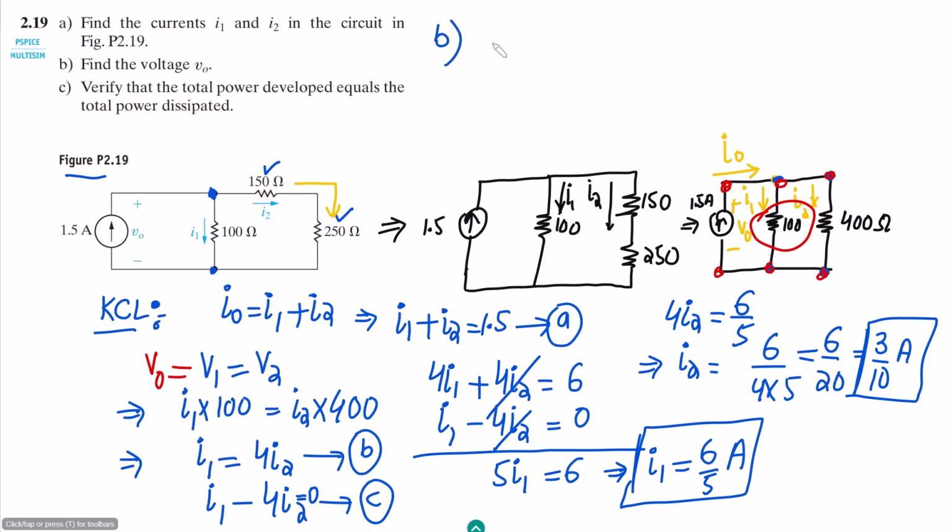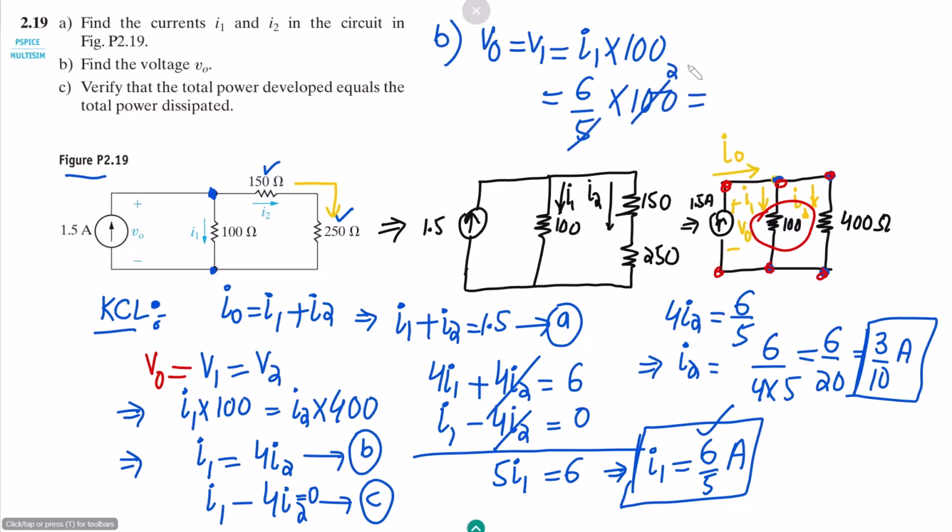This is part B. So V0 is equal to V1, and the value of V1 is I1 into 100, because V is equal to IR. So the value of I1 is known, it is here, this is 6 by 5 into 100. So it will be 120 volts. This is the value for V0, which is the solution of part B.